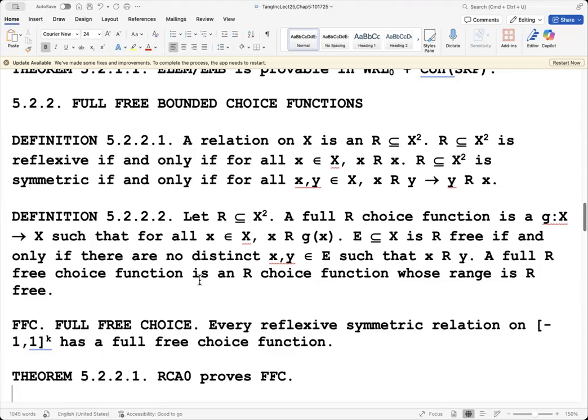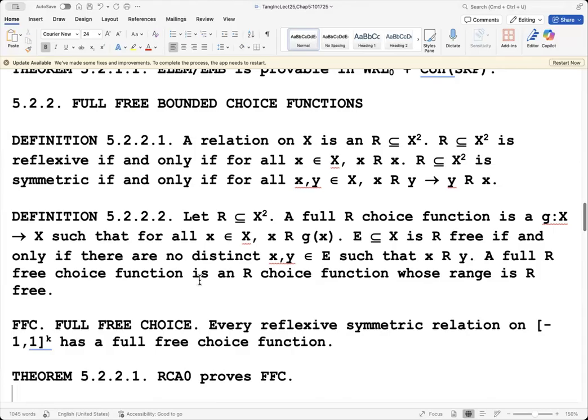So there's this tension between being positive about the value of a function. In other words, it has to be a choice function. There's this tension and this negative thing about the range being free. The two things have to coexist. That's what the power is of these gadgets.